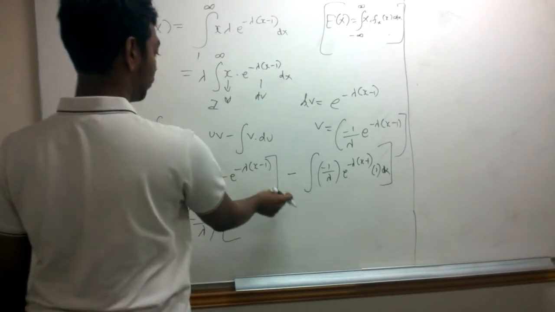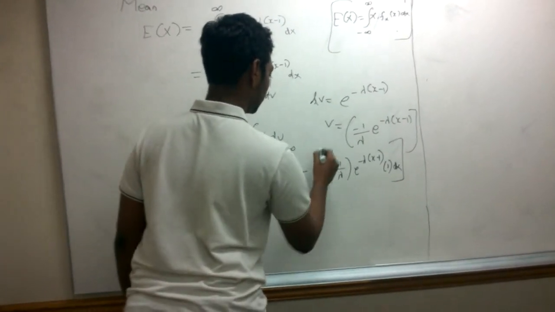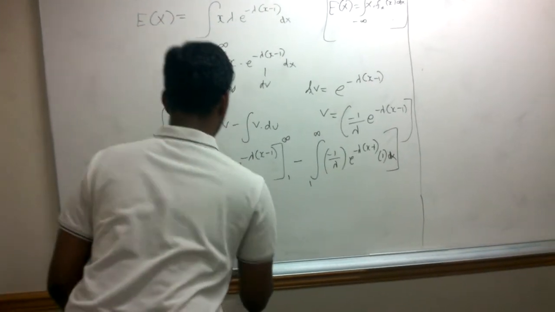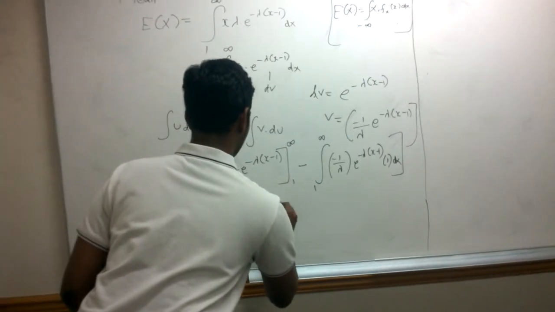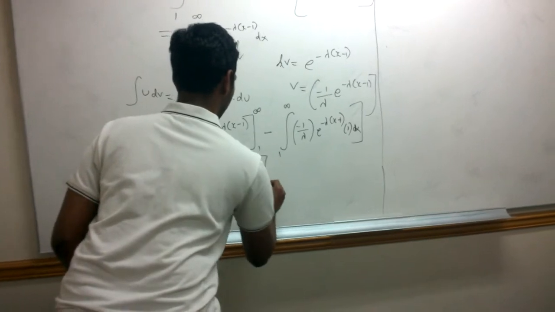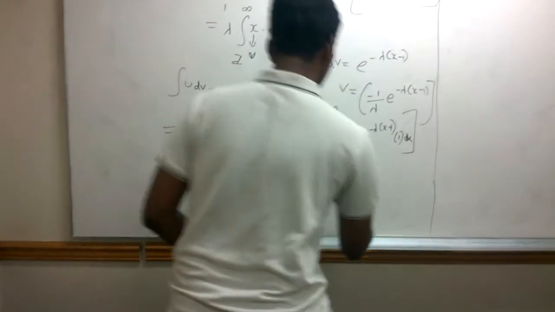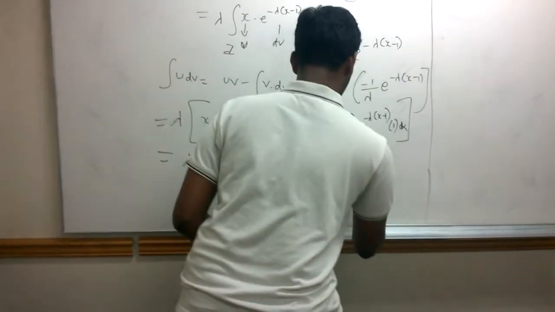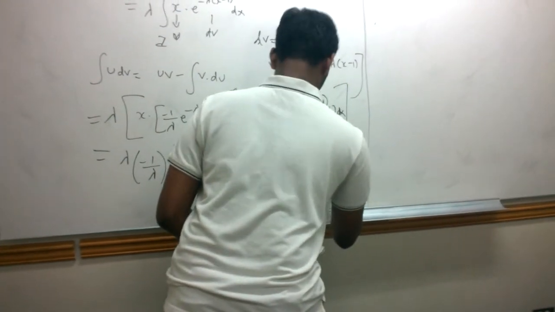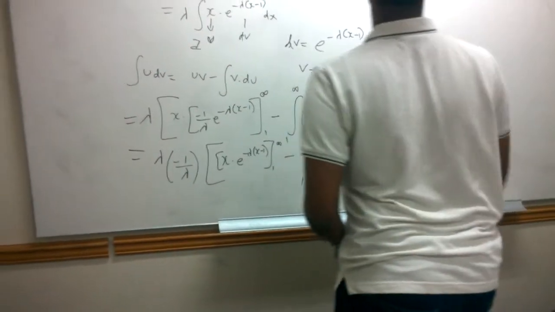And we have to substitute the limits here, I forgot it. From 1 to infinity, and this is going to be from 1 to infinity. So which is going to be x times e power minus lambda (x minus 1), varying from 1 to infinity, minus the integral from 1 to infinity of e power minus lambda (x minus 1) dx.